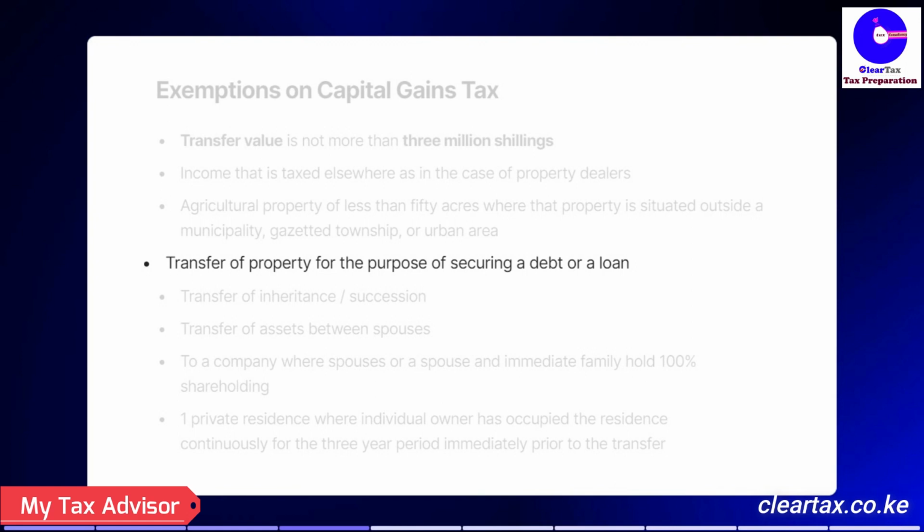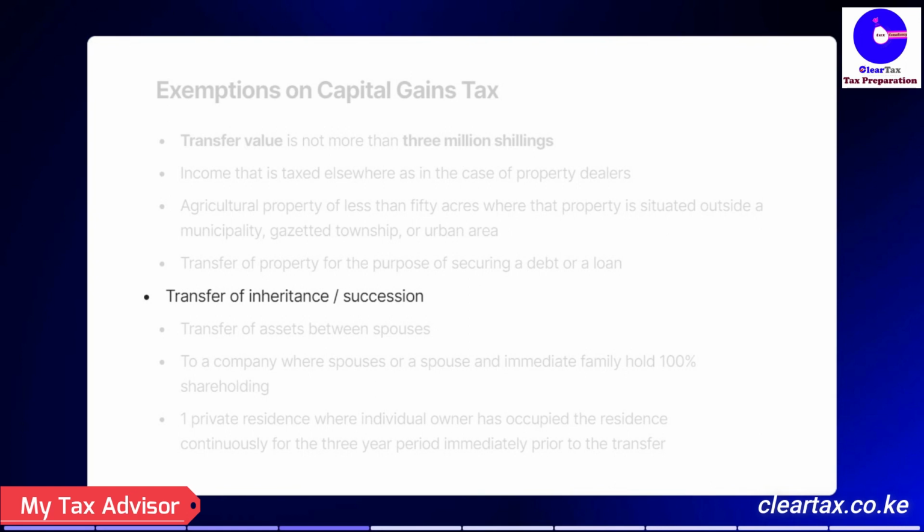The other aspect is transfer of property for purposes of securing a debt or a loan. Let's say, for instance, you're using your land as collateral to get a loan with a bank. So you have to transfer that property to them. Now, that transfer is not a disposal. You're not selling that property. So that doesn't constitute a taxable transaction. So that will not be taxed, okay?